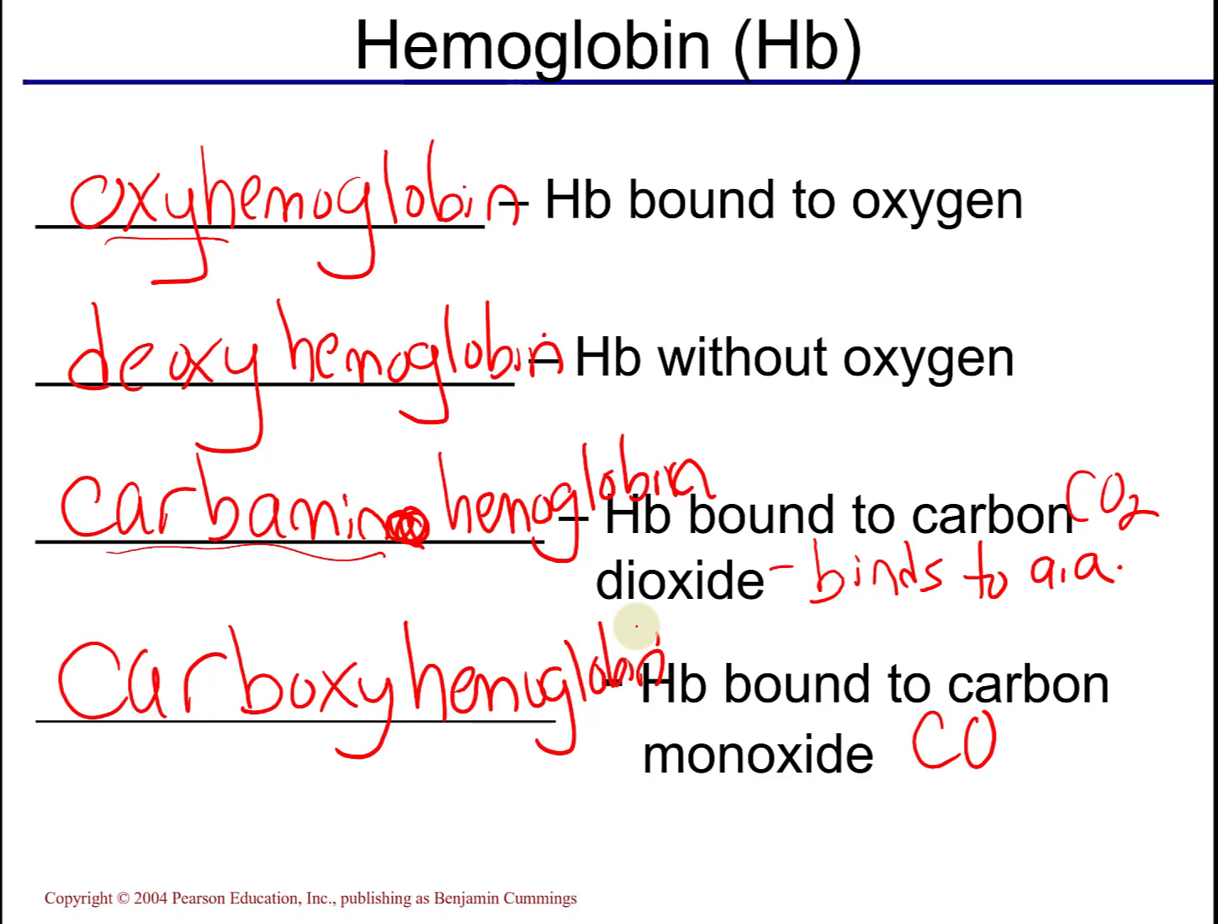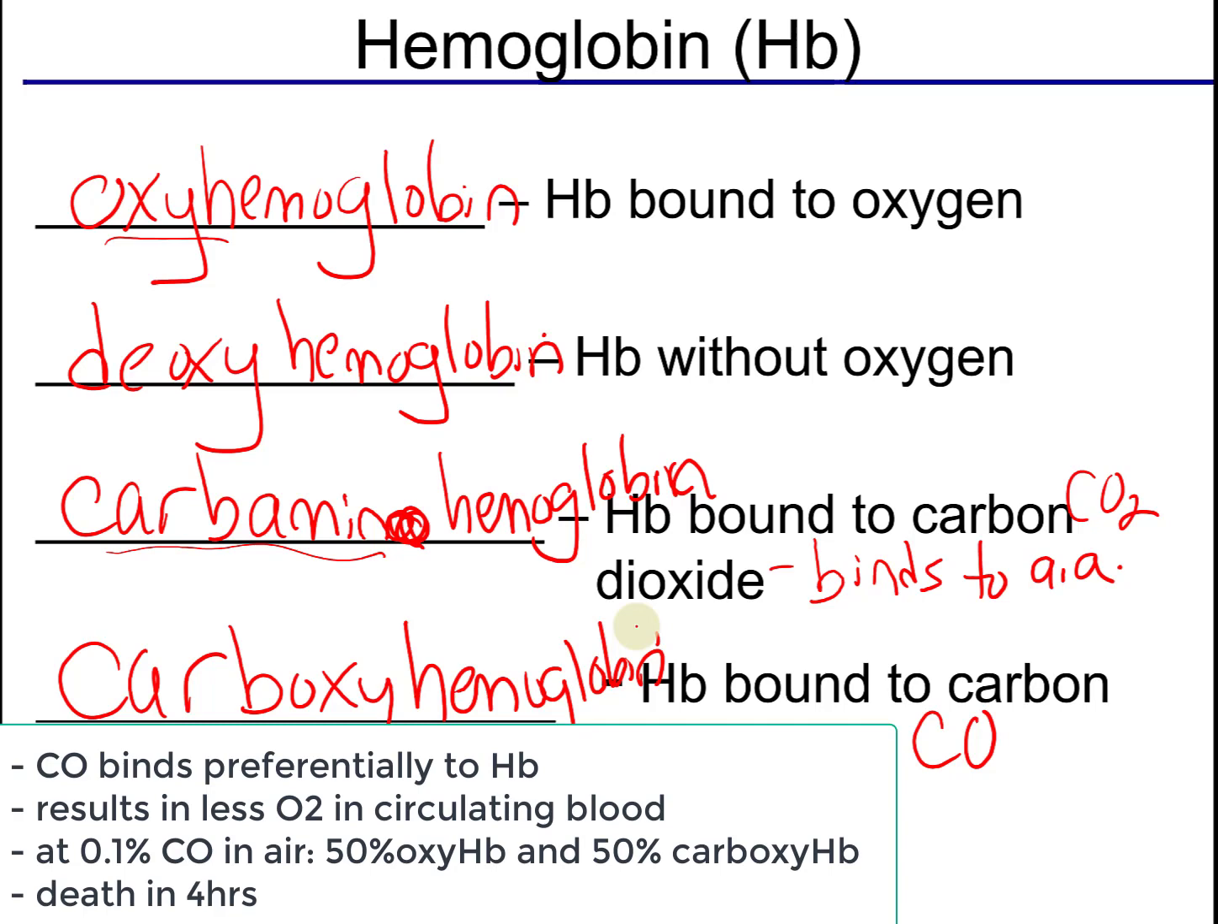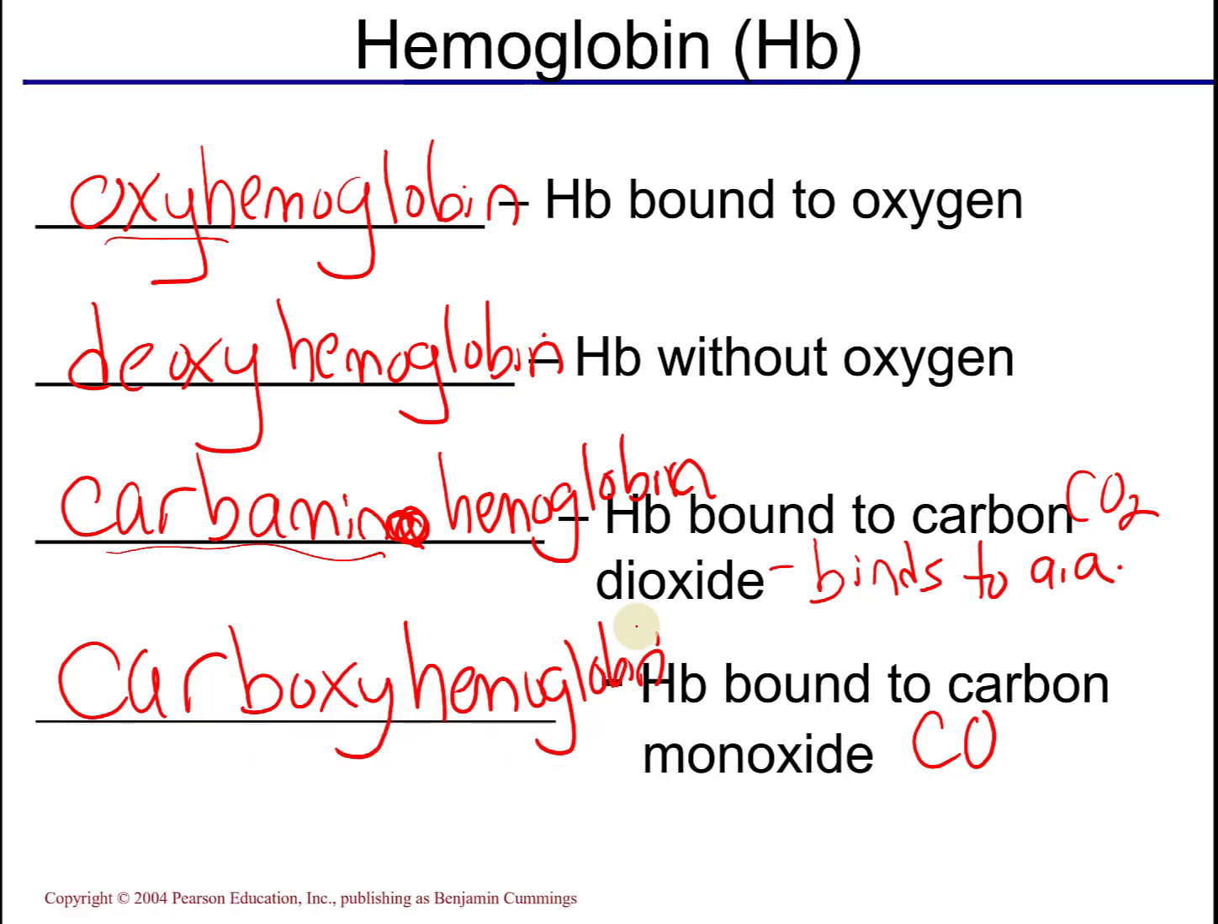How much of a problem is this? Well, at 0.1% carbon monoxide in the air, 50% of a person's hemoglobin would be oxyhemoglobin, and 50% would be carboxyhemoglobin. This would result in death in 4 hours. Some of the symptoms of carbon monoxide poisoning, and this happens every winter in New England, there's a tragedy where it happens, are flu-like symptoms.